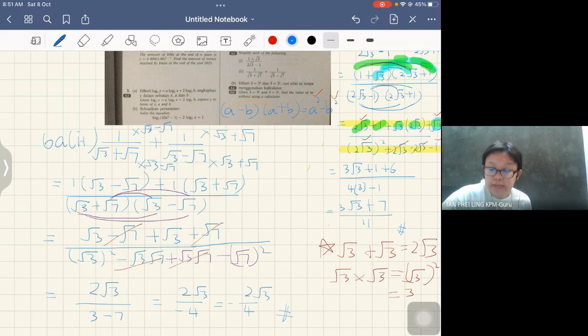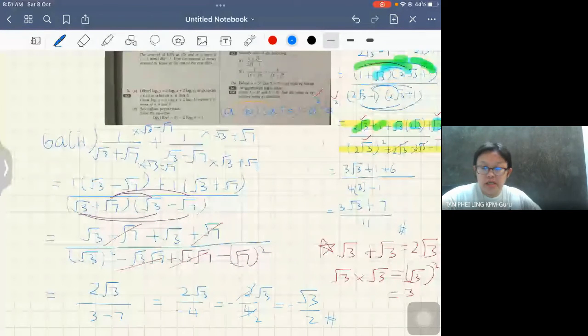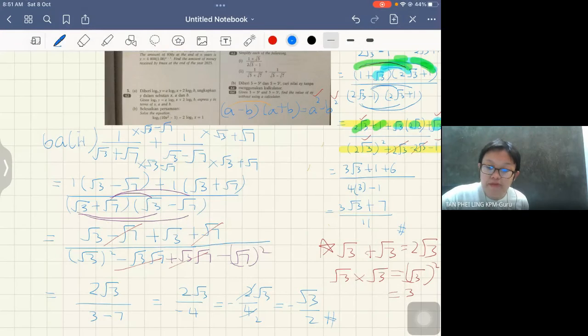Okay. Is it very difficult? Oh, no, not yet. One more step. I just realized it. The 2 and the 4 can further simplify. Okay, so it becomes 2. So your final answer is negative square root 3 over 2. Then only perfect. If you stop here, no marks for the final answer. Need to further simplify. So 2 and 4, remember, they are multiples of each other. So you get square root 3 over 2. Okay, any more questions?